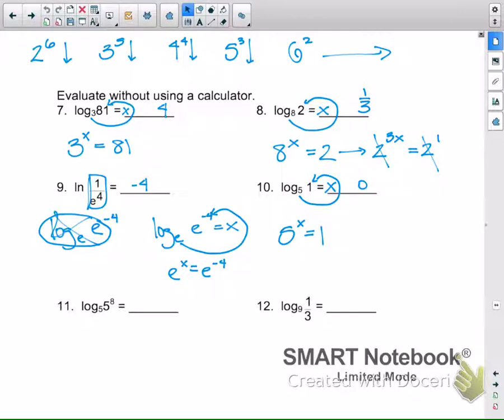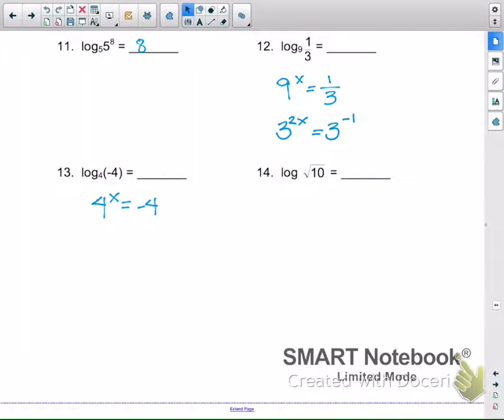Take a minute on your paper and see if you can figure out 11, 12, 13, 14 using what we've just talked about. One thing to note with logs, because there is no exponent that can make a number negative, you may not take the log of a negative number. Alternately, I could also say, what if I did this?